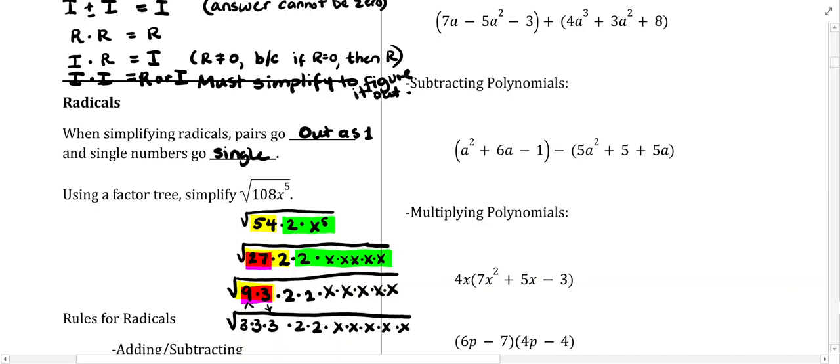All right, remember I said pairs go out as 1. So here's a pair of 3's. Here's a pair of 2's. Here's a pair of x's. Here's another pair of x's.